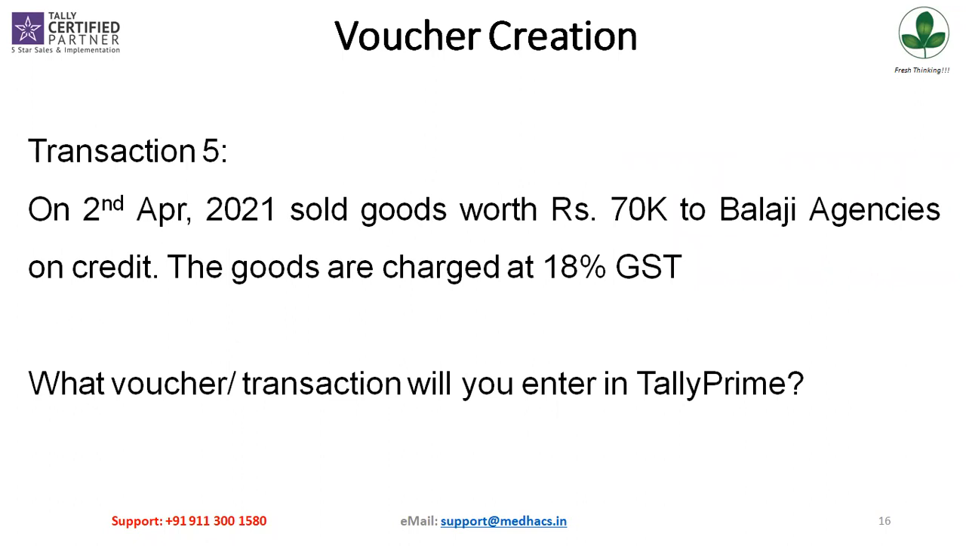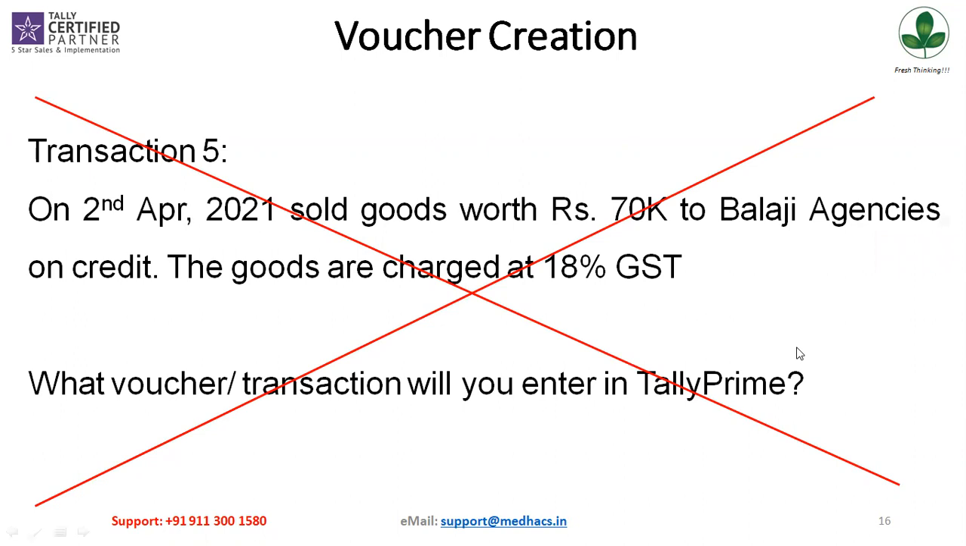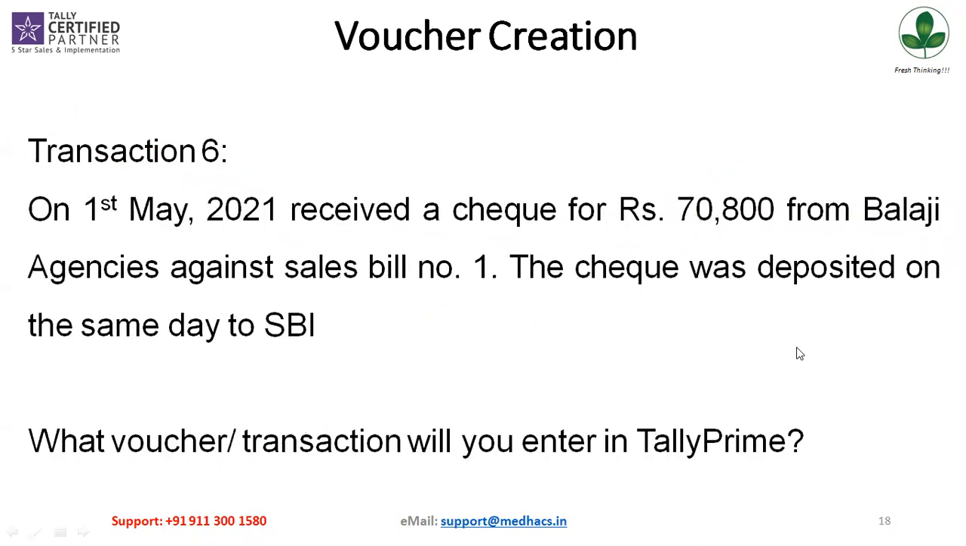Let's go to transaction 5. Sold goods worth 70,000 rupees on credit. Will this transaction be part of cash basis of accounting? Again, it's no. Most of you are saying no. What is the reason? Either cash or bank is not participating. It's a credit transaction, so there is no participation of cash or bank. So this also doesn't participate. Now let us go to transaction number 6.